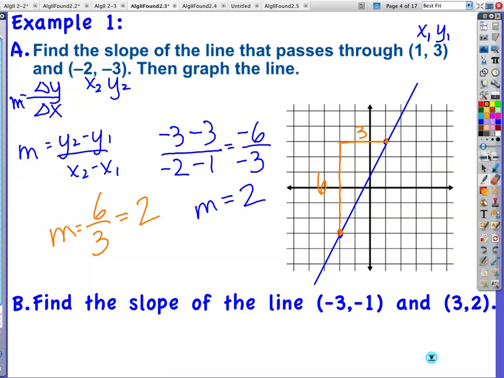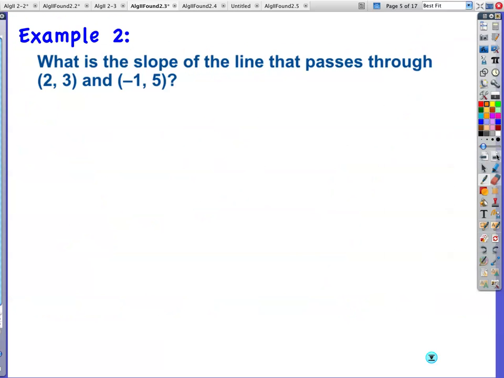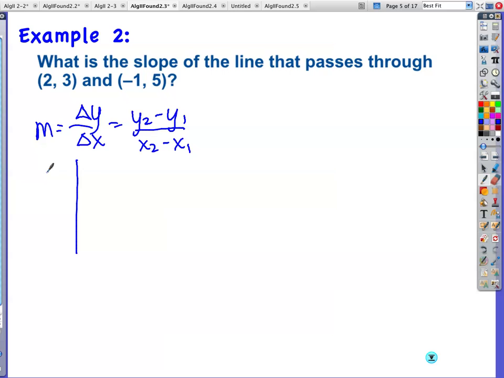So go ahead and do B, and then I'm going to do this one, example 2. Here we go. Change in y over change in x, which is the same as y2 minus y1 over x2 minus x1, otherwise known as slope. Doesn't matter which one is which. I'm going to show you even another way, which may be more confusing, I don't know.